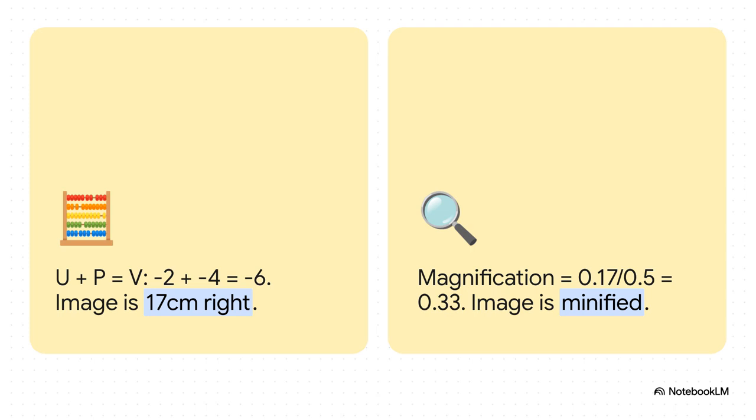minus 6 diopters. Because that exiting vergence is negative, the light is diverging, which tells us we have a virtual upright image. But where is it? Simple. 1 divided by 6 gives us 17 centimeters behind the mirror. And for magnification, it's just similar triangles. Image distance over object distance. 17 over 50 is about 0.33. The image is minified to 1/3 its original size.